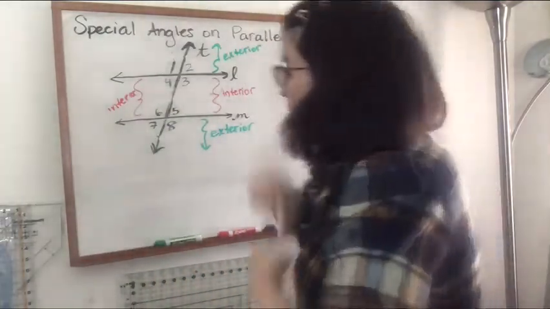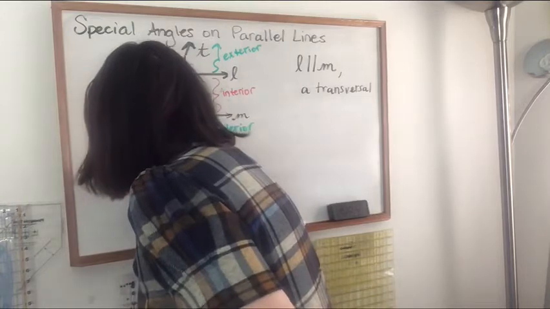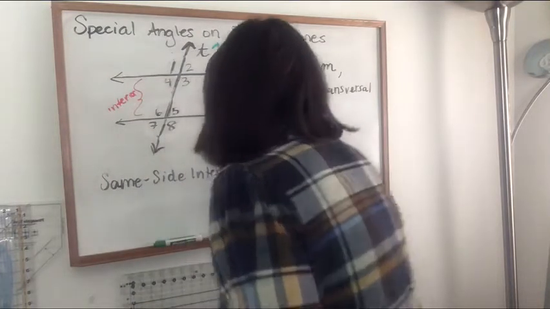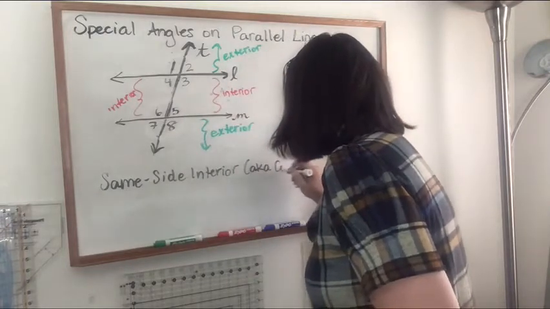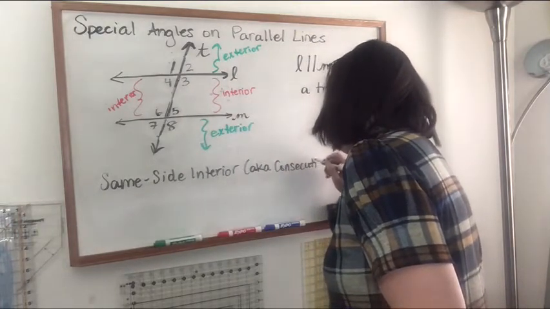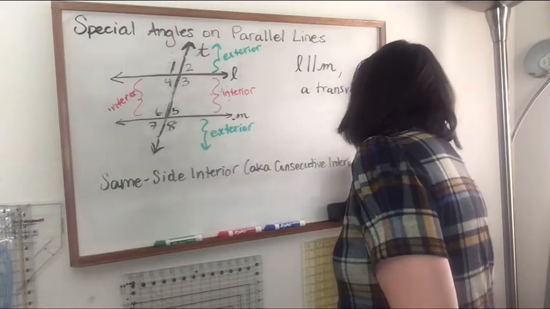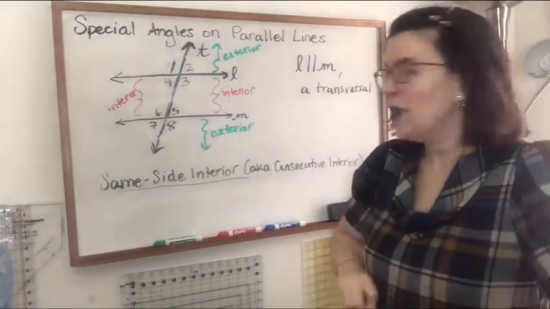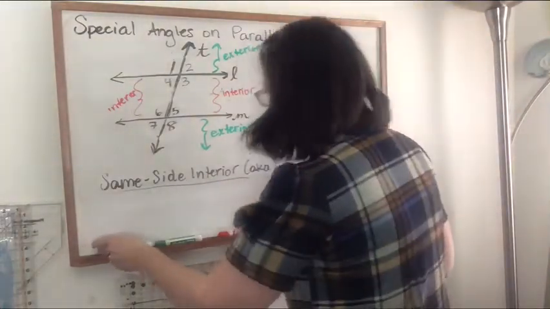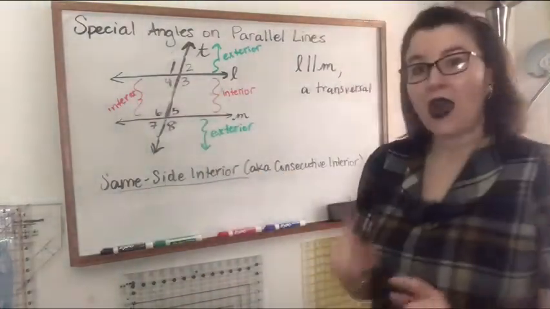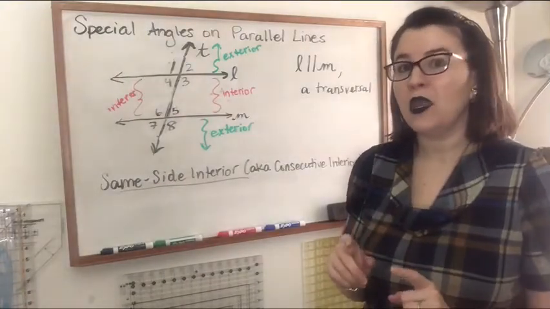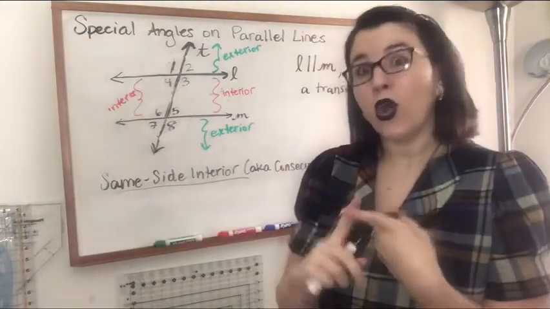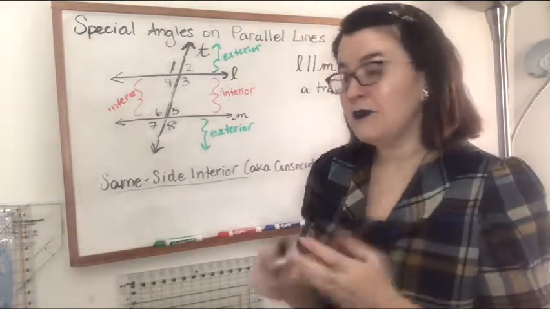All right. Now, these are called same side interior, or they're sometimes called consecutive interior. Consecutive means in a row. I like same side though because I think it's more descriptive, especially when you're comparing it to alternate. All right, we're on the interior again, so I'm only looking at these. Now, same side does not refer to them being on the same side of the parallel. It means on the same side of the transversal. Alternate is alternate sides of the transversal. Same side is same side of the transversal.